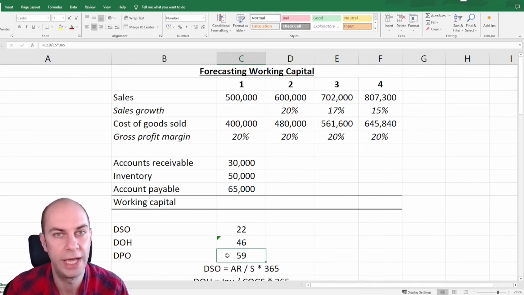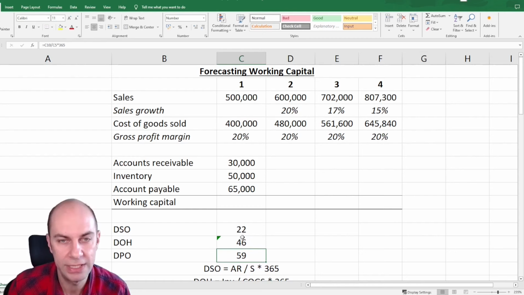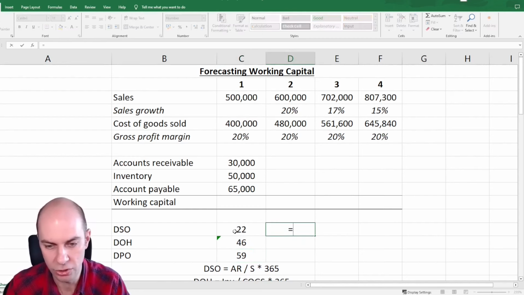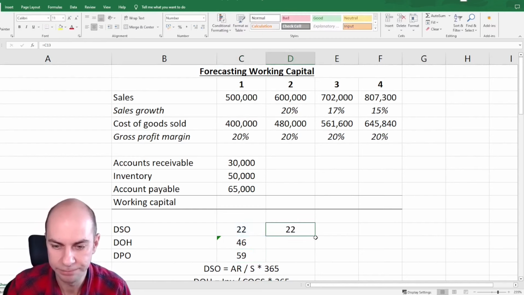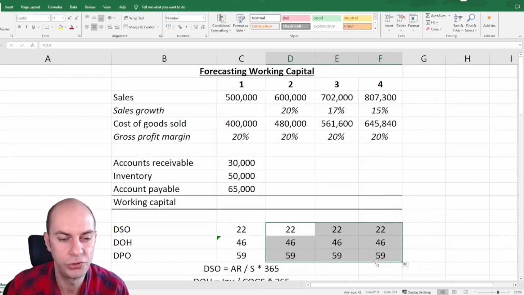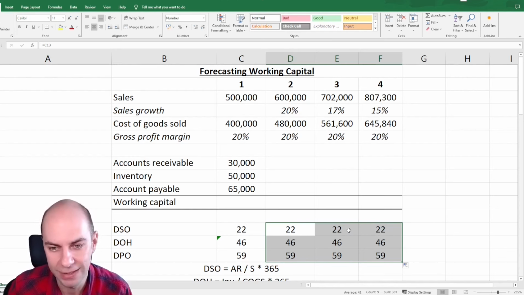Okay, so I've got these days. Now, remember, the case did say that we are assuming the days won't change, so we're just going to point to these numbers, and we will keep these numbers constant for the duration of our model. Okay? Now, of course, again, we've got built-in flexibility. If we want to change these numbers later, we can. Okay? If we want to build in some improvement or worsening in the days, we have that ability.